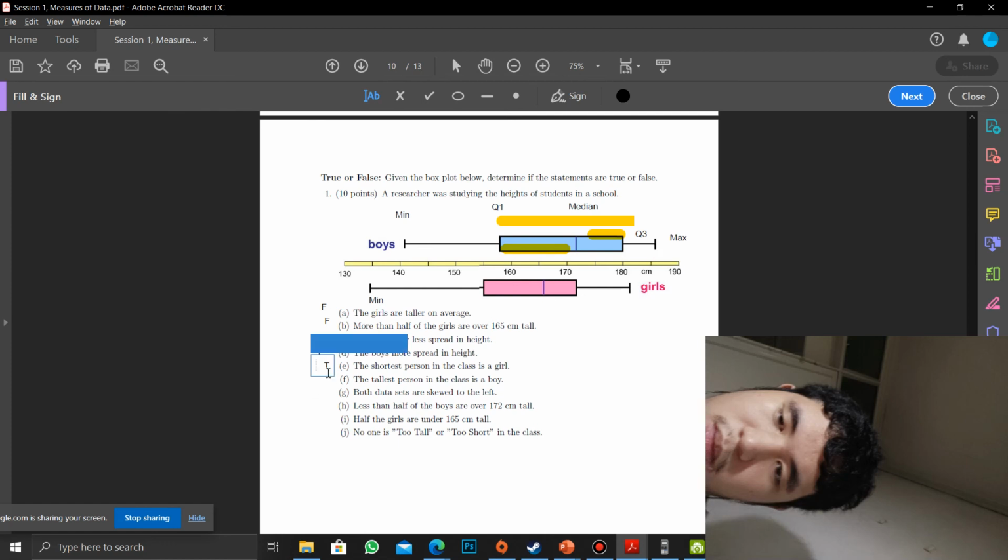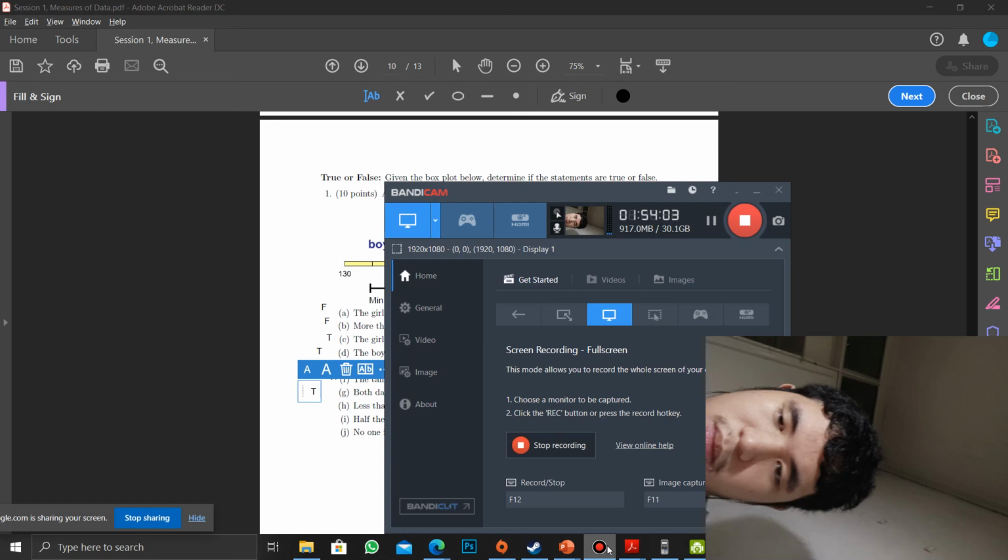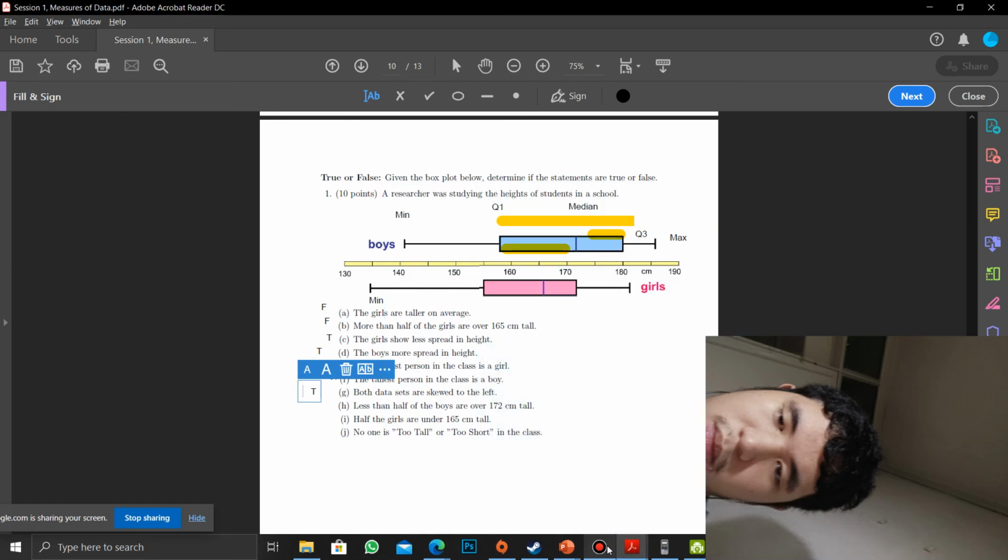Both data sets are skewed to the left. Totoo, kasi mas malaki yung left kaysa sa right, di ba? Less than half of the boys are over 172 cm tall. Same reason yon, no data to prove this. Same as kanina, half the girls are under 165. Same thing, di natin alam. Next, no one is too tall or too short in this class. Wala namang outlier. So, totoo yan.